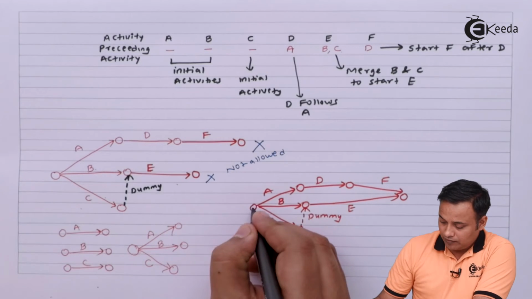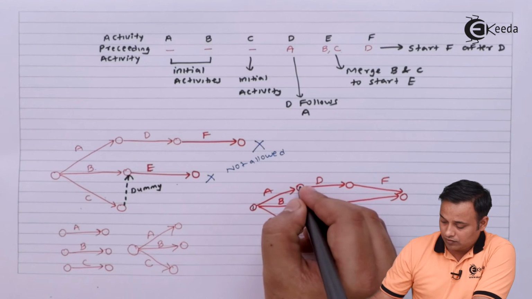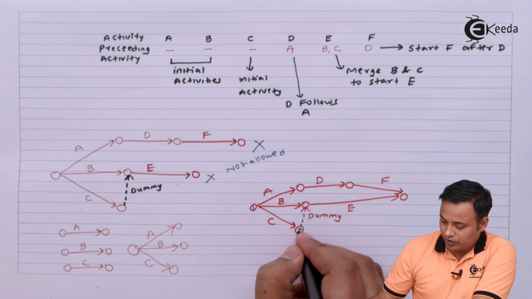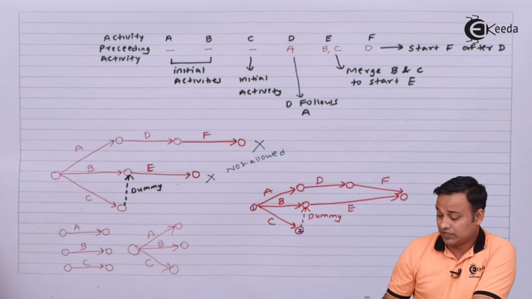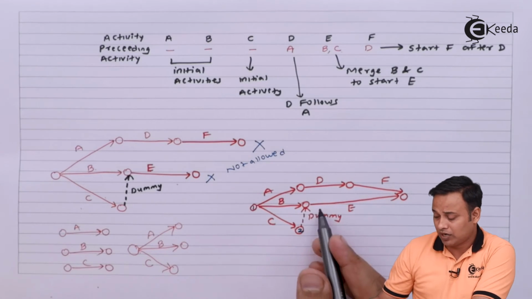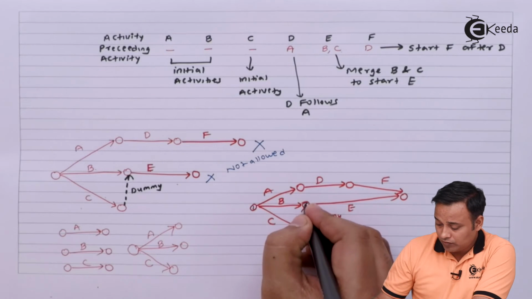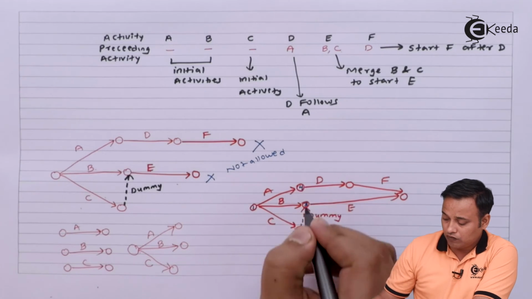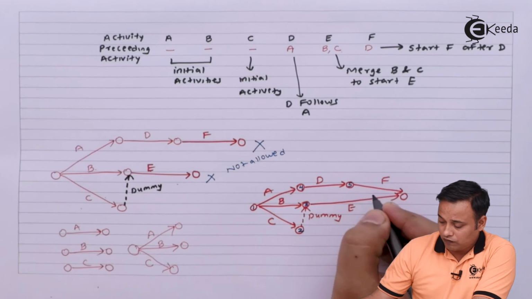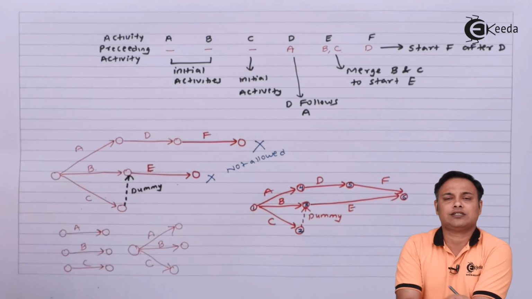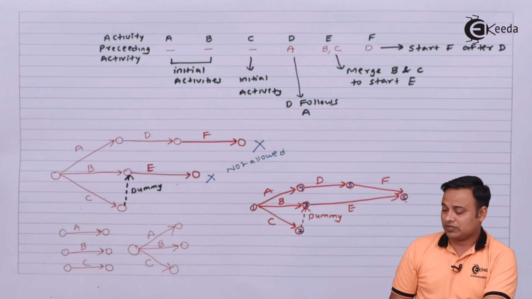This will be 1, this will be 2 because ये tail है, tail हमेशा छोटा होगा, head बड़ा होगा. This will be 3, 4, 5 and 6. So we have 6 nodes here.